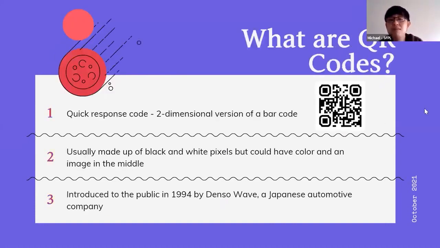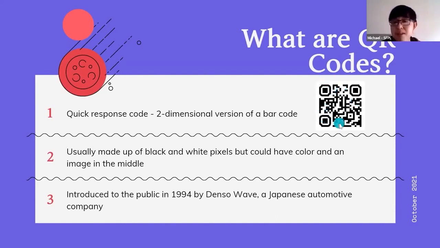So what are QR codes? QR stands for quick response code, and it's kind of like a two-dimensional version of a barcode. I have an example right here on the right-hand side of your screen. This is a typical QR code. You might see this at a store or on a flyer or online.